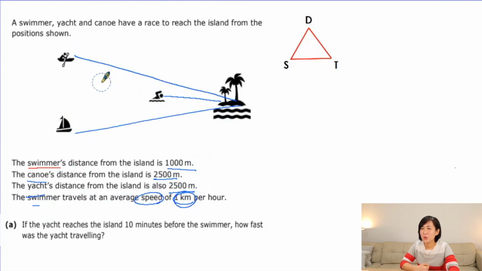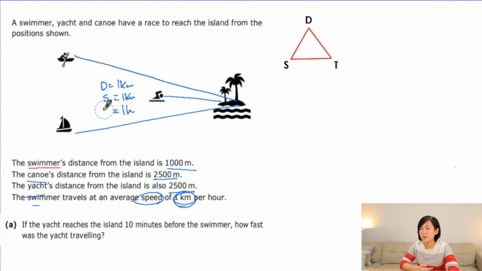Now let's organize our information. What we know is distance. I'm going to write the distance in kilometers because the swimmer's speed is 1 kilometer per hour, right? So we need to unify our units. So distance is 1 kilometer, and as you can see, speed is 1 kilometer per hour. Directly we can find the hour. So the time for the swimmer is easily 1 hour, right?